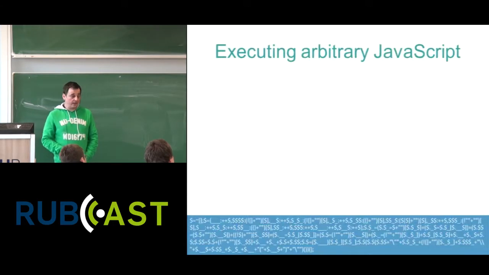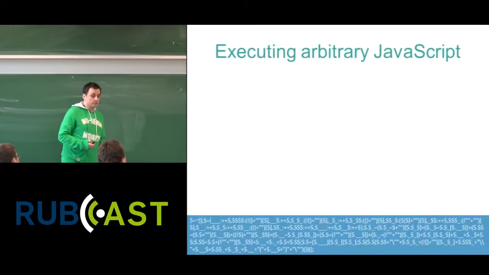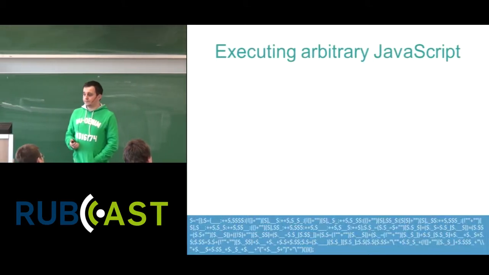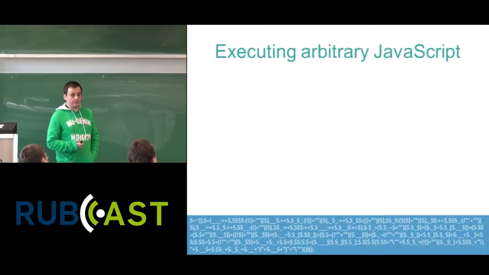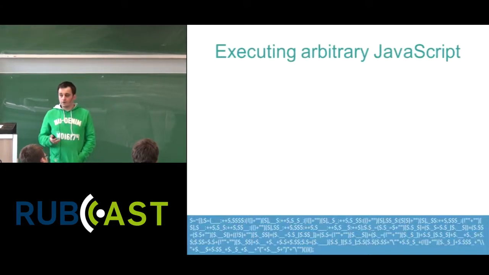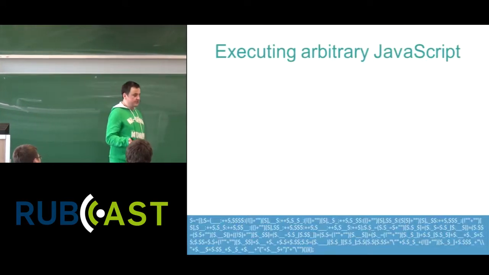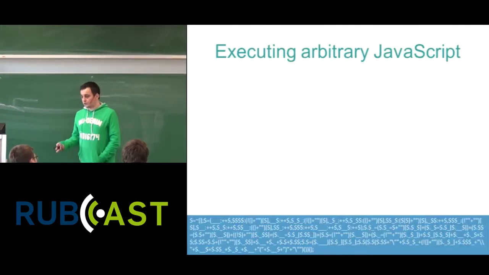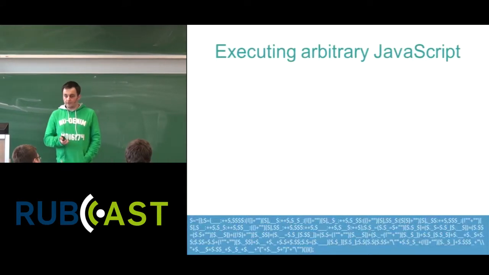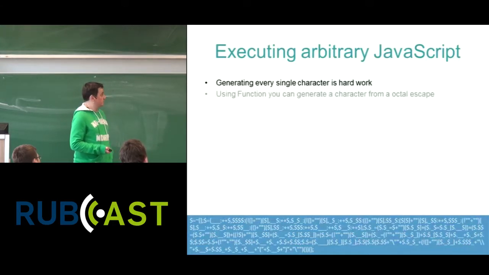Executing arbitrary JavaScript is a little trickier because certain letters are outside of what you can generate alone using the various objects. For example, you're limited to the fact that JavaScript will only return object, object, or true, or false. What about the other letters that you don't have access to? Generating every single character is hard work and impossible in certain situations.